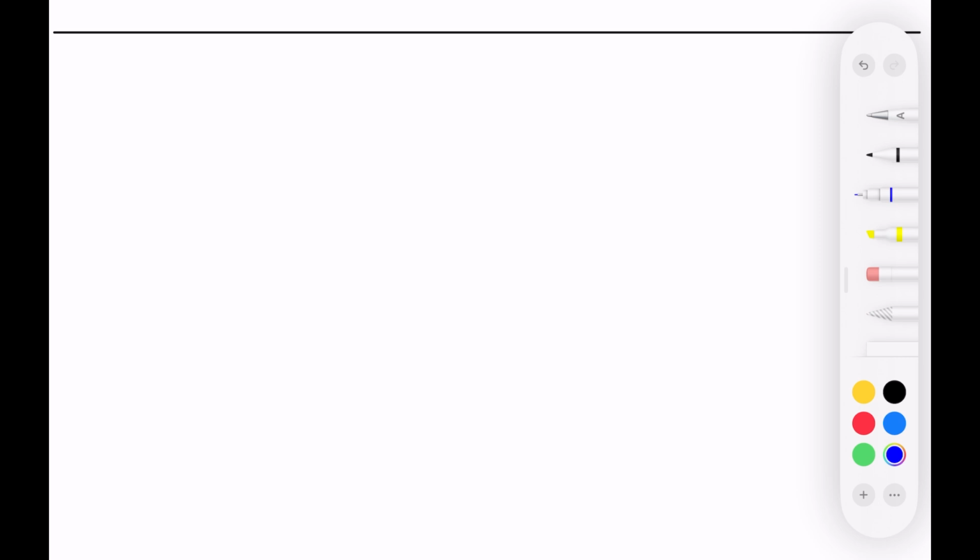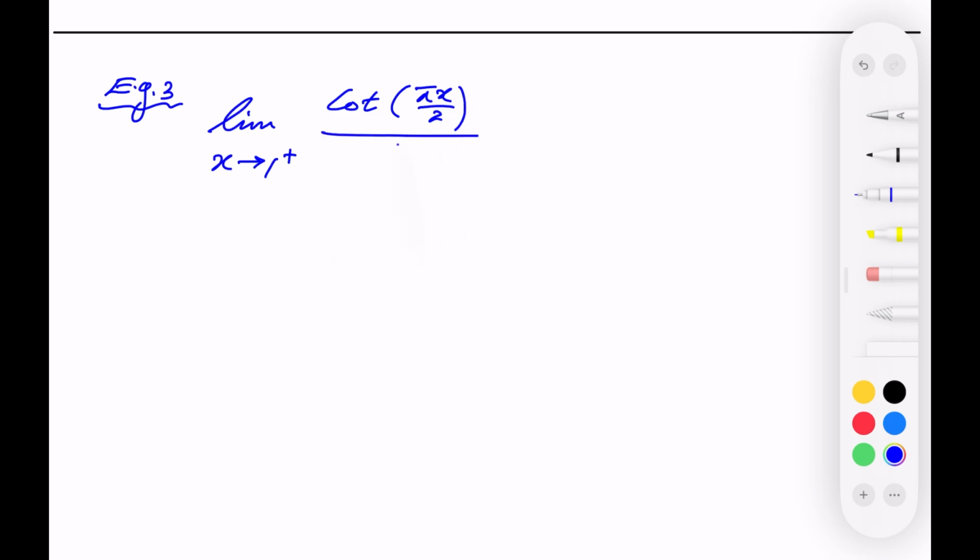Let's look at another, third example. Evaluate the limit as x approaches 1 from the right hand side of cotangent of pi x over 2 divided by 1 minus x. That problem doesn't look like something where our theorem can be directly applied.